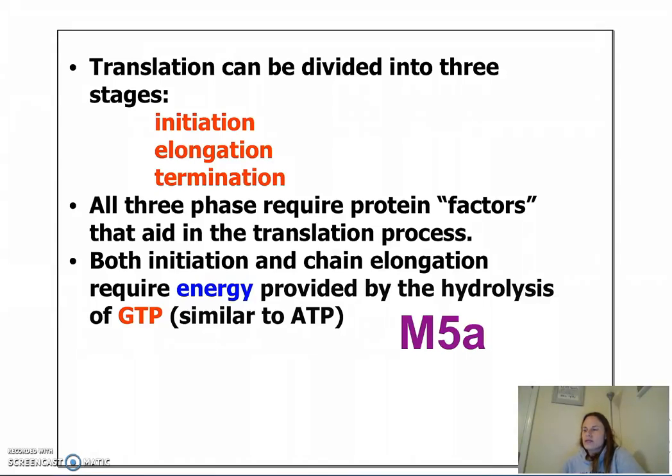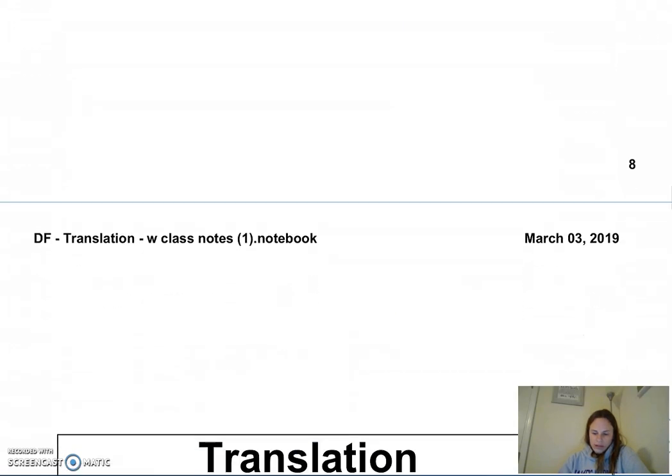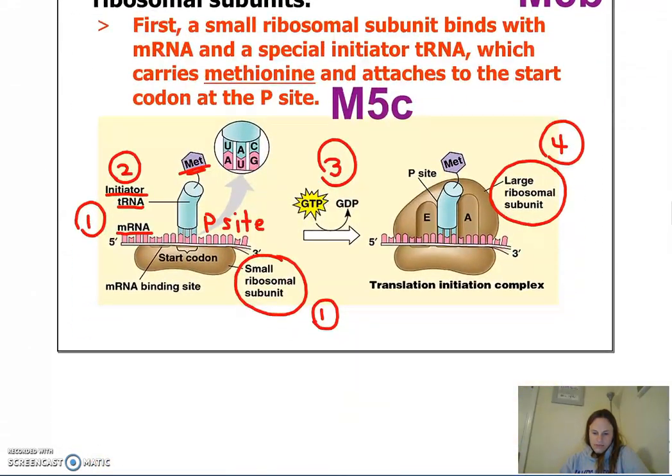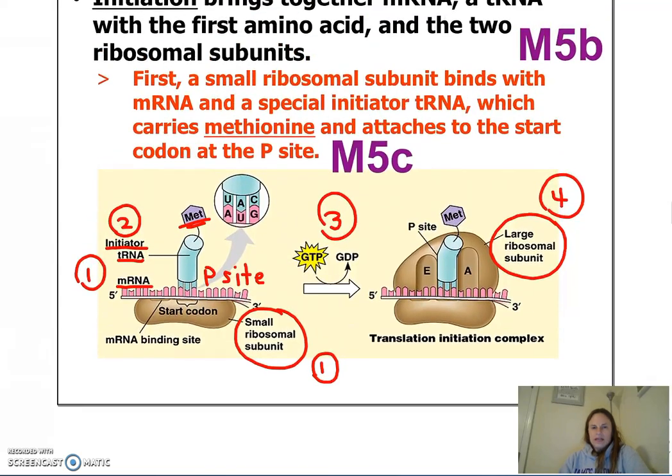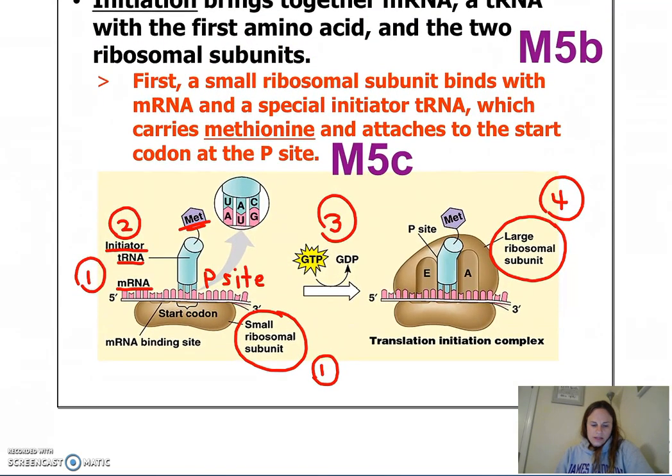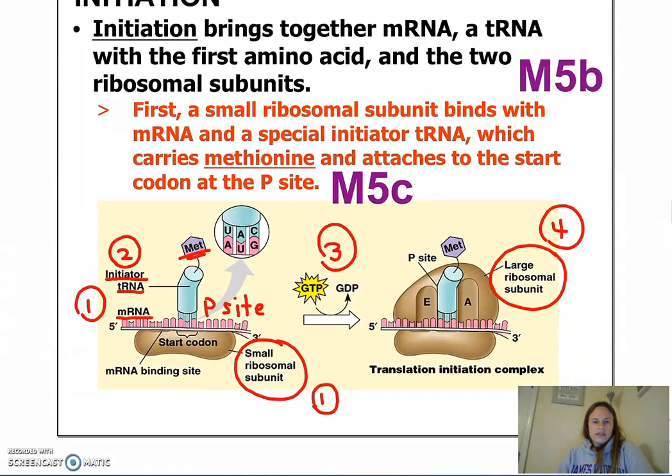To continue our discussion of translation, remember translation is the last part of our protein synthesis movie. So just as transcription can be divided into three stages, translation can also be divided into three stages: initiation, elongation, and termination. So what I want to do is take a look at this image and we'll annotate it and discuss this first step called initiation.